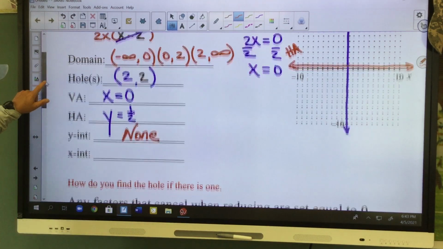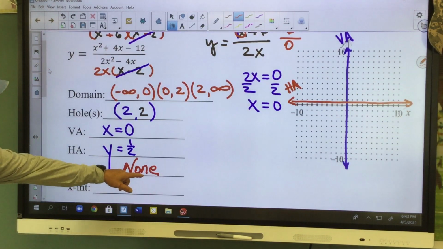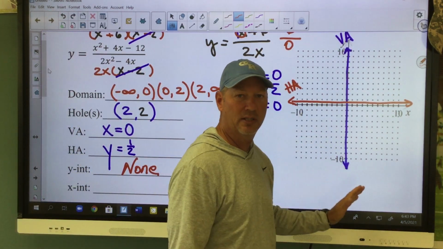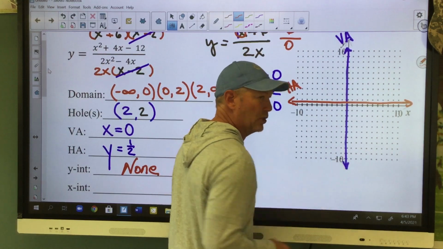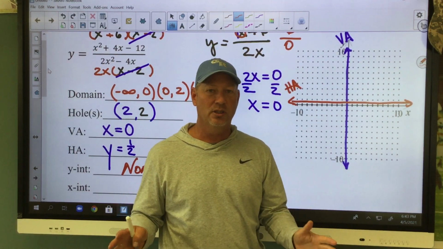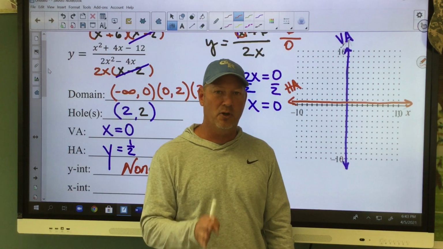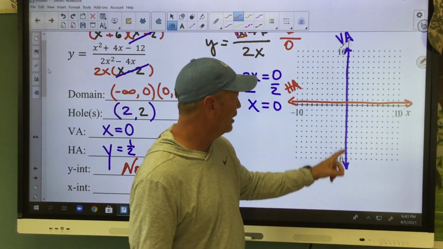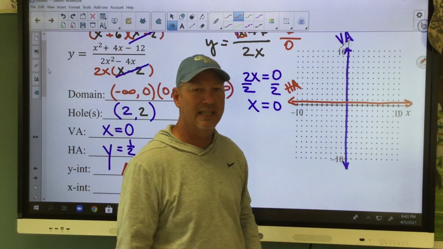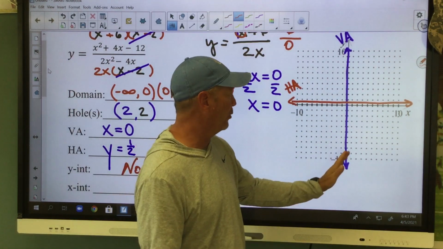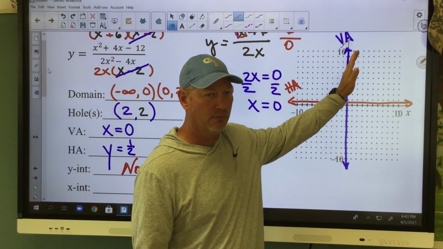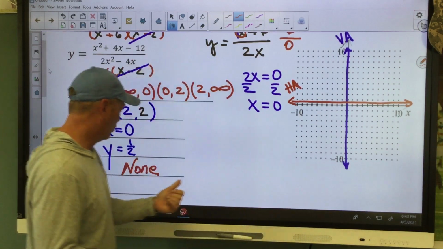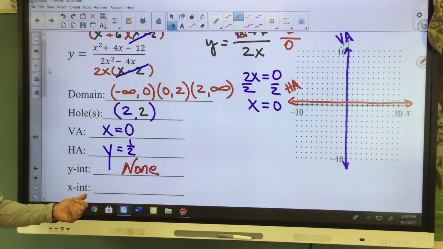Now, why is that? Well, my y-intercept, we're saying none. Look where the vertical asymptote is. The vertical asymptote, which we know we're not allowed to touch, our graph will never touch the vertical asymptote. It is also the y-axis. So if my vertical asymptote is the y-axis, and we know that we cannot touch the vertical asymptote, there's not going to be a y-intercept. That's why it's none as far as the y-intercept.